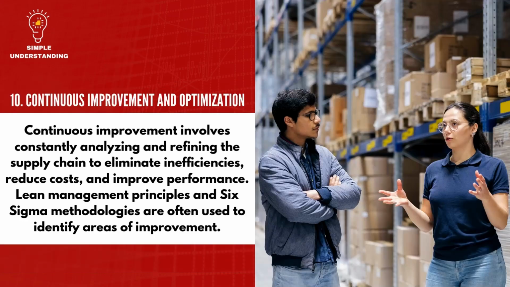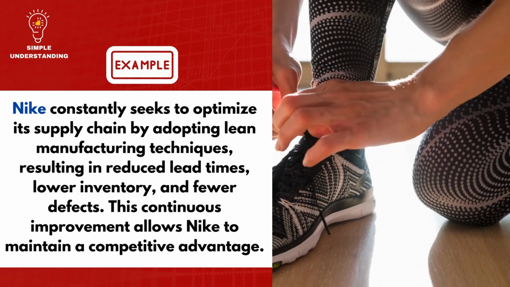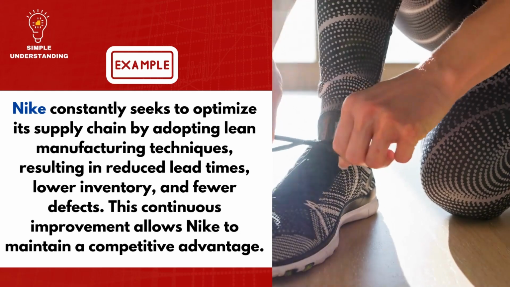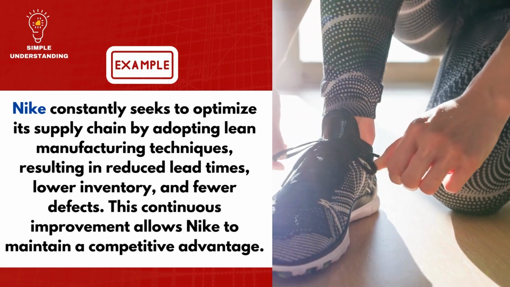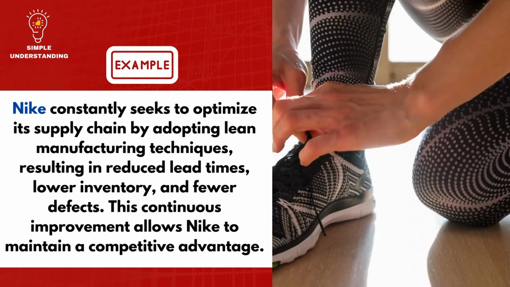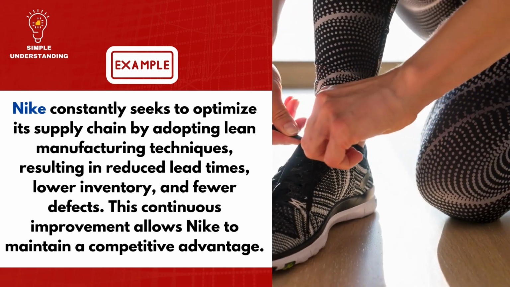10. Continuous improvement and optimization. Explanation: Continuous improvement involves constantly analyzing and refining the supply chain to eliminate inefficiencies, reduce costs, and improve performance. Lean management principles and Six Sigma methodologies are often used to identify areas of improvement. Example: Nike constantly seeks to optimize its supply chain by adopting lean manufacturing techniques, resulting in reduced lead times, lower inventory, and fewer defects. This continuous improvement allows Nike to maintain a competitive advantage.